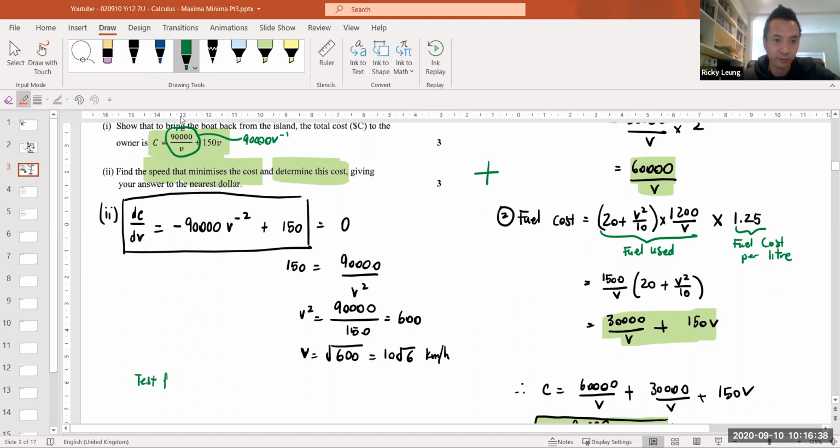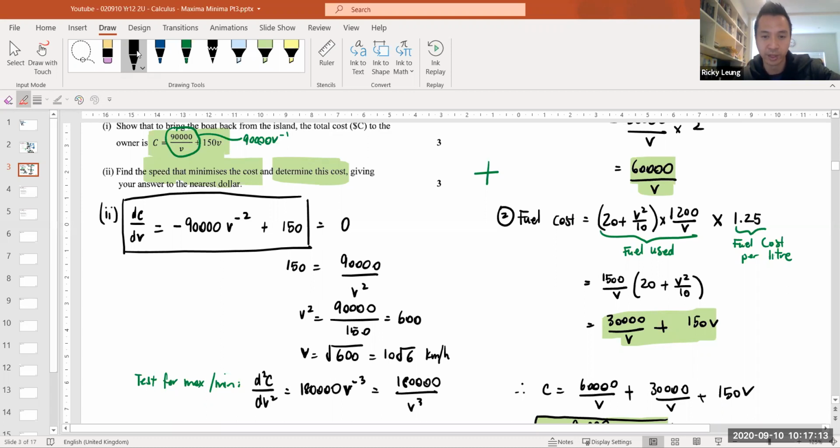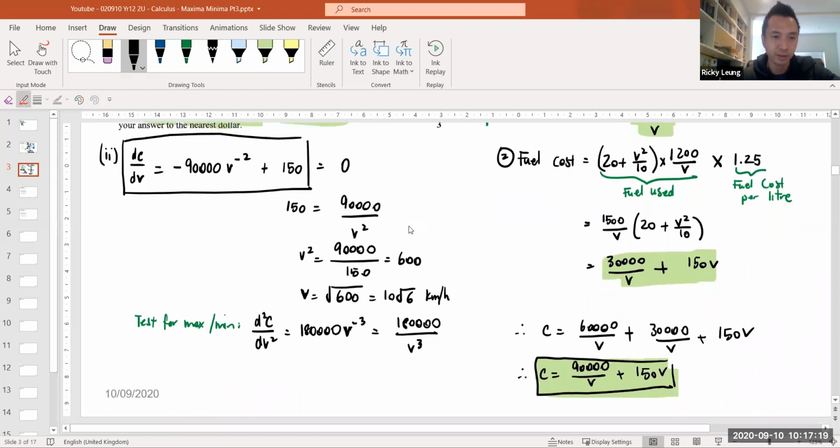Test for max min. So this expression looks to be pretty simple to second differentiate. Find the second derivative, so bring down the negative 2. Now what I want is a number that's always positive, right? Which looks to be the case, because when I bring down the negative 2, I just double the constant in front. That minus 1 to the power, that guy goes away, and that is my second derivative, right? Which is 180,000 on V cubed with a positive index. And then if I sub in a number for V, it's definitely always positive, right?